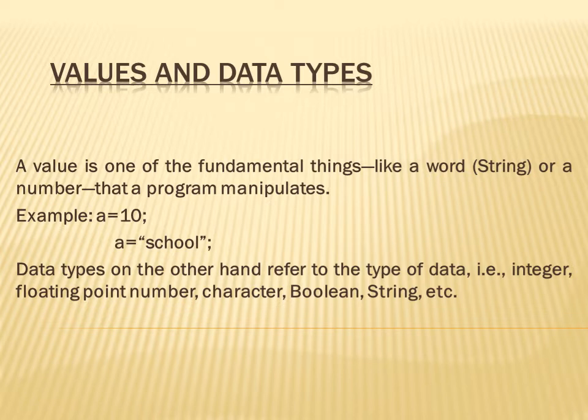So this is the difference between value and data type. Value means we are assigning some value to a variable. Data type means we are assigning the type of the value, whether it is an integer or a float or character or string or boolean.